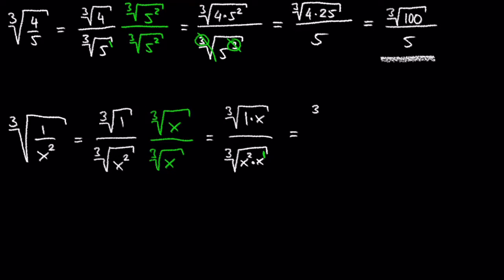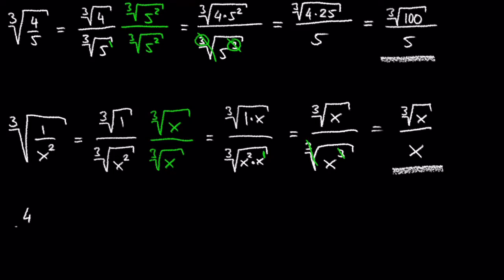One times x is x, and x squared times x is x to the 3. After cancelling out the 3, we get the third root of x over x.